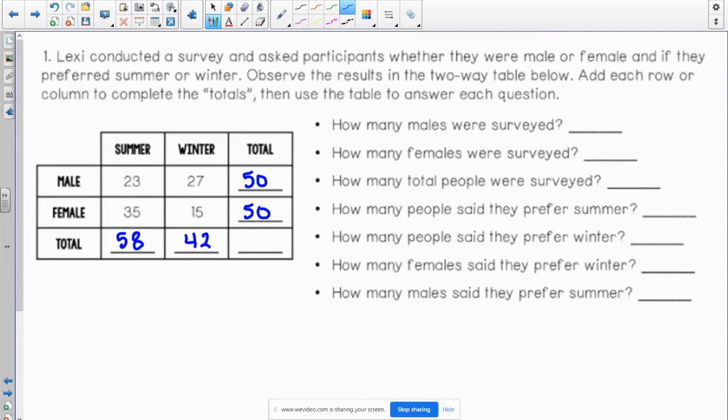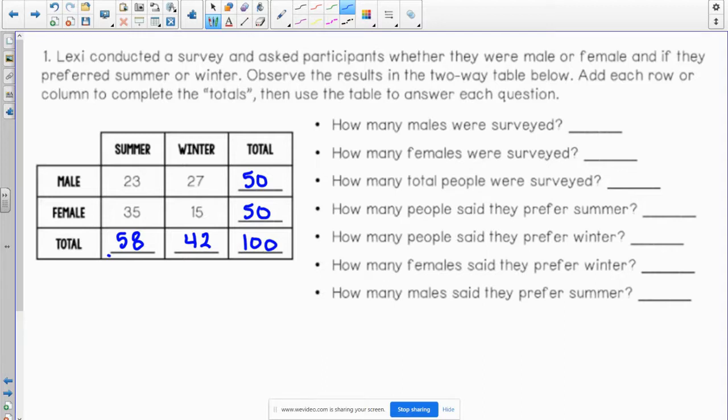Now, if you do this right, this total in this corner here should be the same total as a column and as a row. If I add up this column, that is 100. If I add up this row, it should also be 100. So 58 plus 42 is 100. 50 males and 50 females would make 100 people participated. 58 people who like summer plus 42 people who like winter is also 100.